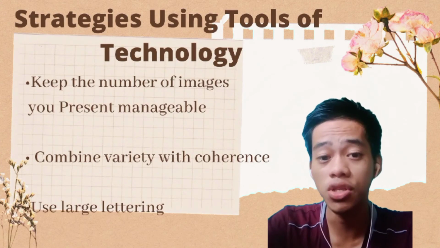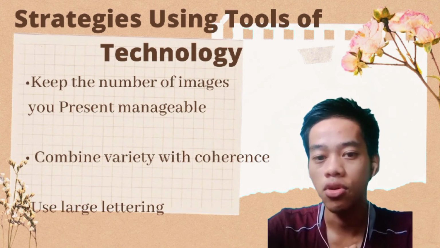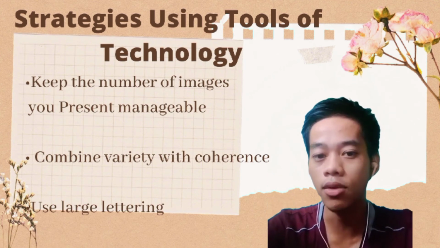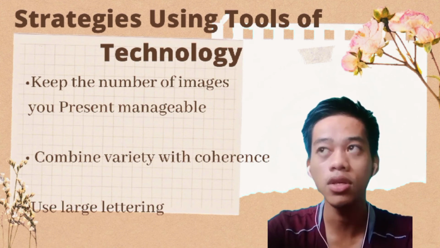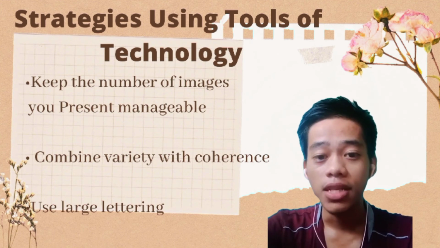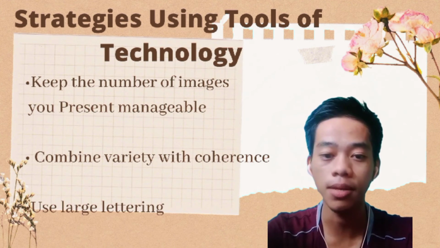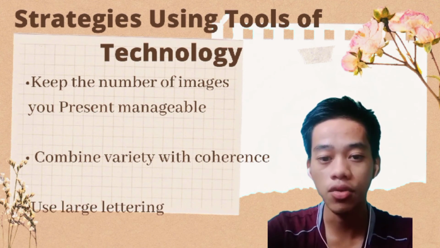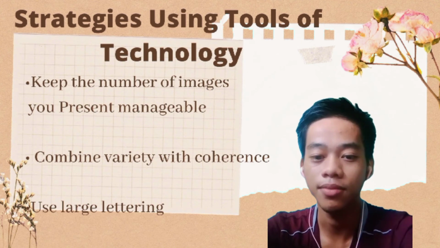the words or pictures that you make, because almost all of us hate reading too long text. So yeah. Next one is combine variety with coherence. Like combine some different sites or sources to explain it coherently or explain it briefly to understand them. So the next one is use large lettering so that the readers can really see it. So that is all. We are done.